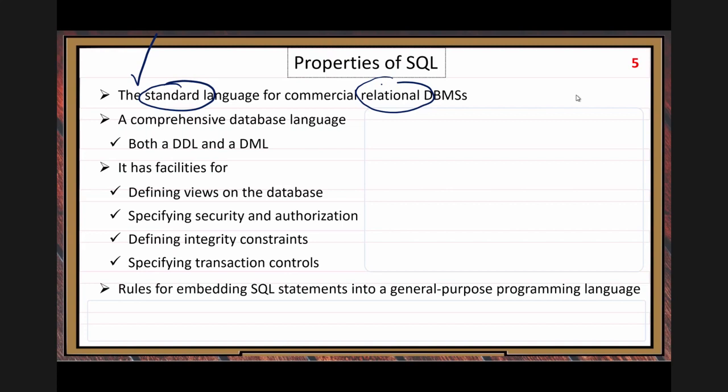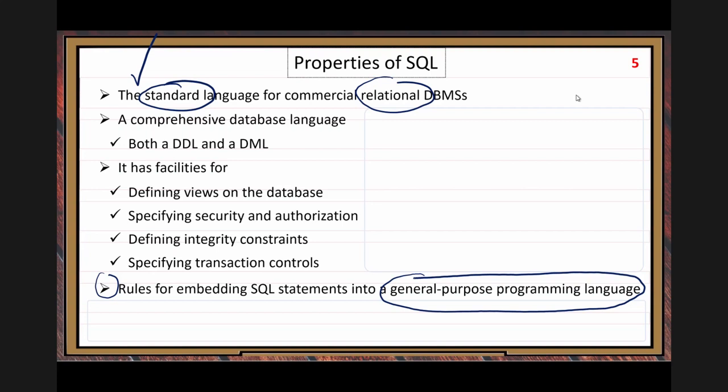Rules for embedding SQL statements into a general purpose programming language. For application programs, you need this part. Java, PHP, Python also. Python can work with databases. We call these general purpose programming languages. Even C++ is a general purpose programming language.